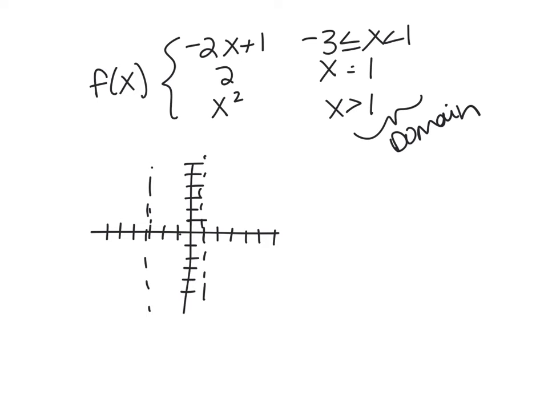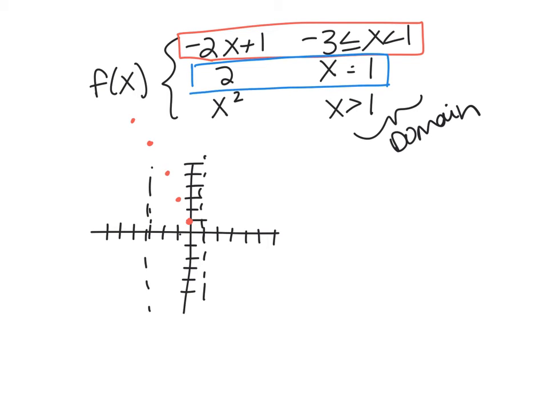So first, let's do this negative 2x plus 1 graph. So we have a y-intercept of 1, slope of negative 2. So if we're going to the left, that means we have to go up 2 over 1, 2 over 1, and keep it going.